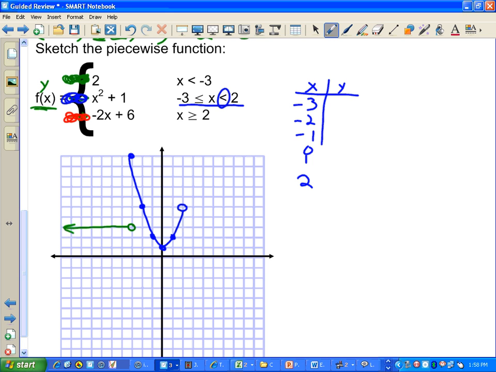Last one, red, is for x values that are greater than or equal to 2. So everything equal to 2 and greater. Things like this: if I put in 2, I get 2. So 2, 2. Put in 3, I get 0. And I get this linear equation that goes like this.